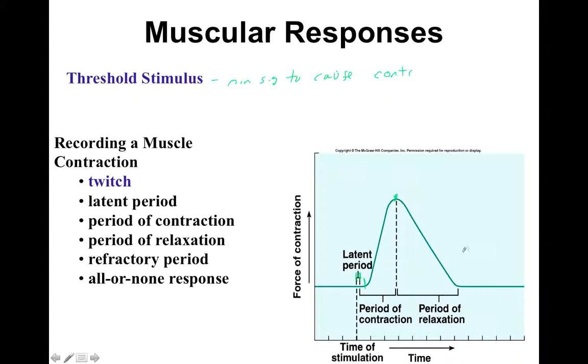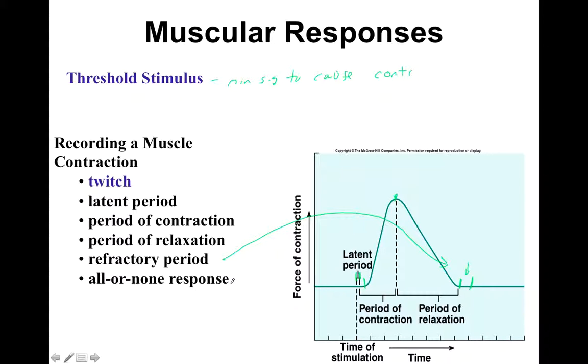The refractory period, which we're not seeing on this, is the period after the contraction when you cannot contract the muscle anymore. So this would be like the refractory period. Okay, so you need to reset the muscle. The calcium has to flow back in. All that stuff has to happen before you can contract the muscle again.